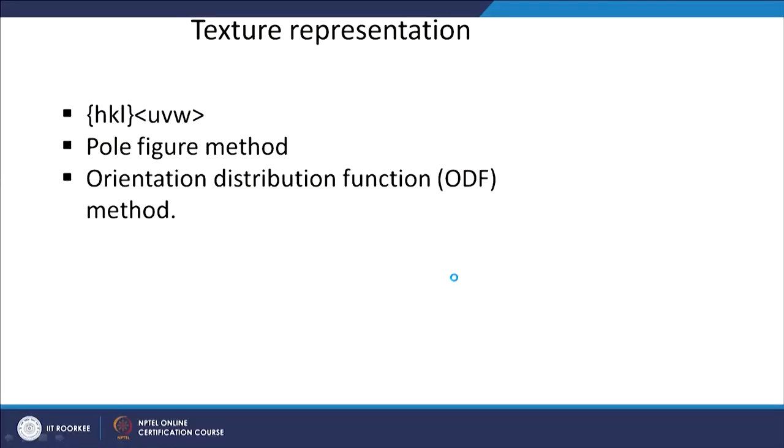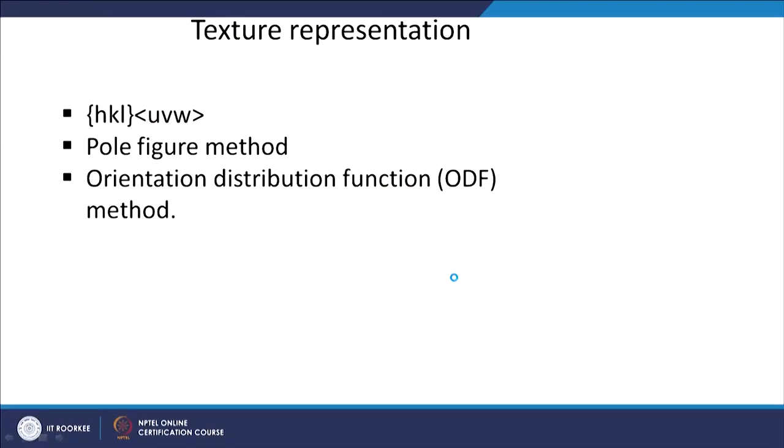Texture representation, we have already seen this: you can represent texture orientation by H-scale UVW symbols, or through pole figure or orientation distribution function. So we will look at each one by one. H-scale UVW we have already seen once, I am just giving a quick review here.